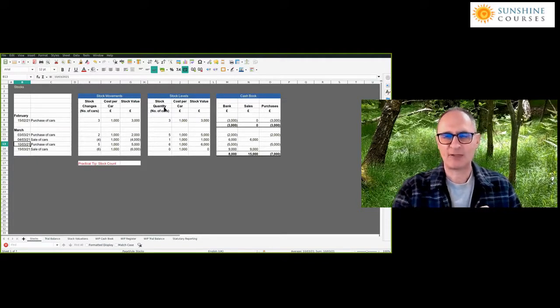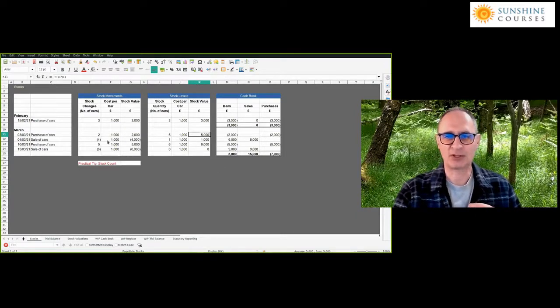How does that look in terms of our stock levels overall? This chart here takes the movements and creates a running total. So the first purchase, we bought 3 cars. They cost us £1,000 each. The stock value of those cars is £3,000. That's what it cost us to bring the cars to their present state and present location. We then buy another 2 cars in March, which brings our total from 3 to 5. So we've now got 5 cars in stock. The stock value as at the 3rd of March is £5,000.